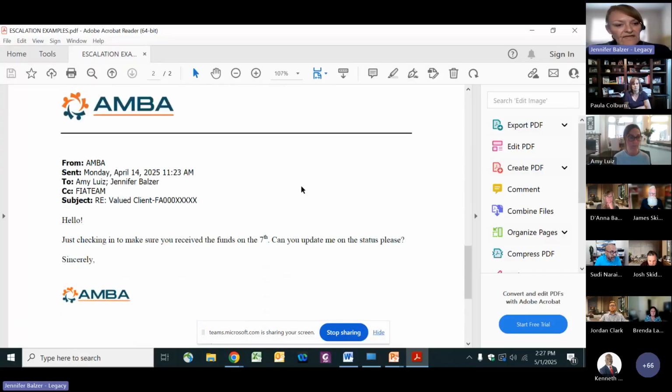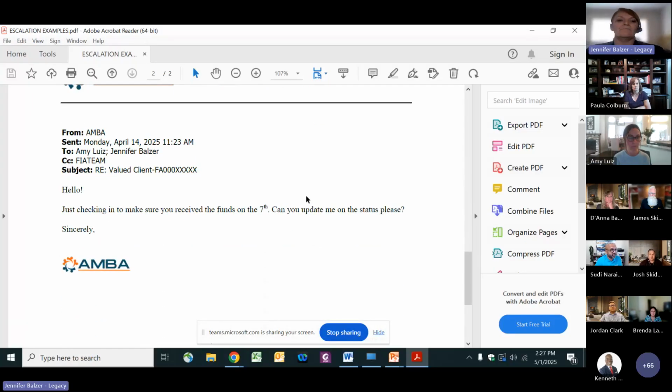And then the third example we have here is a situation where an agent is checking the status of funds that were received on the 7th, and those were sent to Amy and me, which, for all intents and purposes, most of you are aware, once we approve and review suitability, all processing happens at Ameritas. So this was almost as if it was escalated to us for handling, like there may have been an issue. However, it was just a standard inquiry, and it really should have gotten to Ameritas New Business instead of to us.